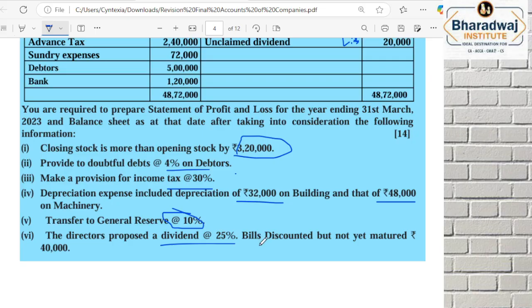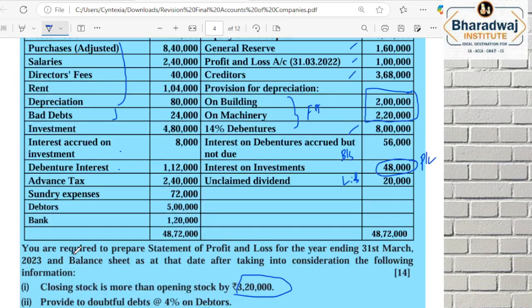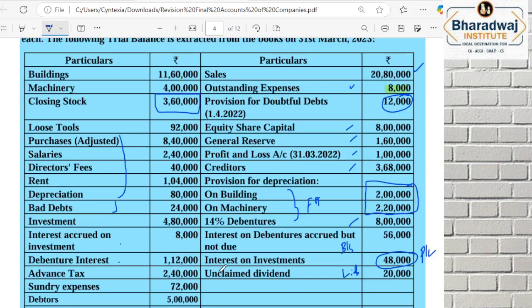Bills discounted but not matured will come as contingent liability. Bills discounted means we discounted the bill, but it is yet to be paid or honored. That will come as contingent liability. Try the P&L account first.